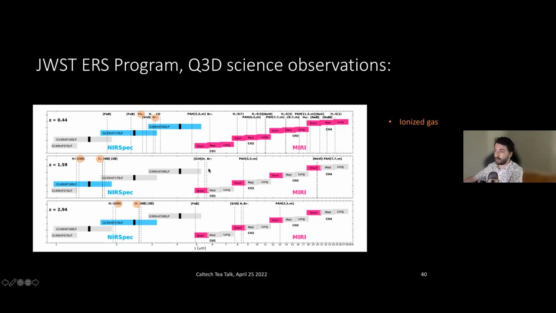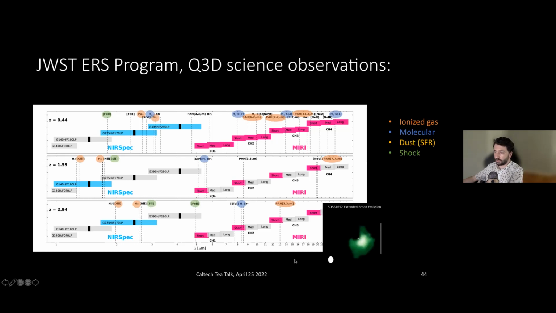With NIRSpec, we'll cover ionized gas traced through recombination lines of hydrogen, molecular gas through rotational and vibrational lines of hydrogen at mid-infrared with MIRI. We'll also detect dust emission through PAH emission, and we have lines that are specific to shock indicators for the feedback science. And the source that I've been showing previously is the highest redshift source that we're going to observe.